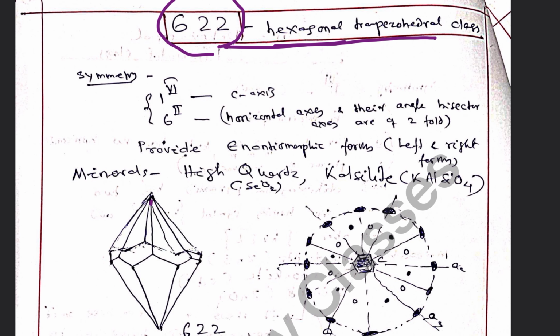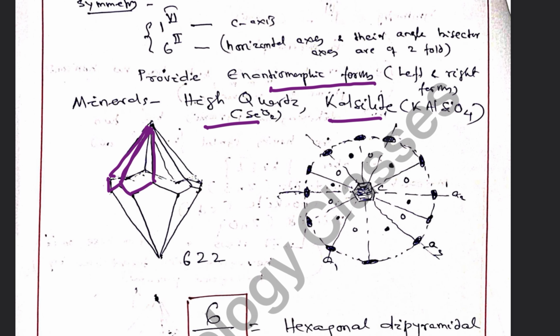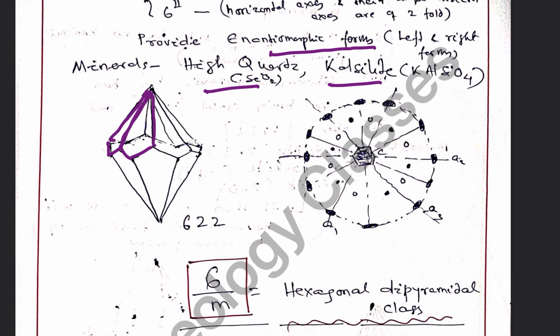Each face is a trapezium-like face. This is a holoaxial class. It gives rise to enantiomorphic forms, left-handed and right-handed forms. Minerals are high quartz and calcite. These are the common minerals.